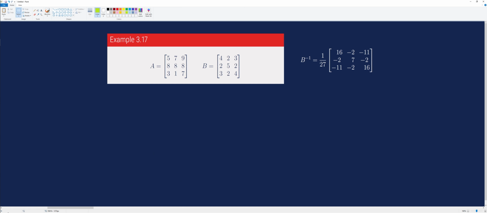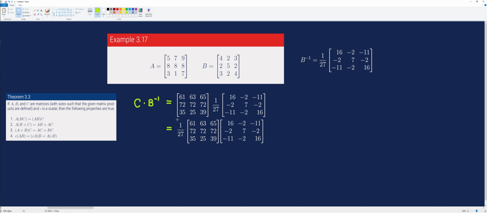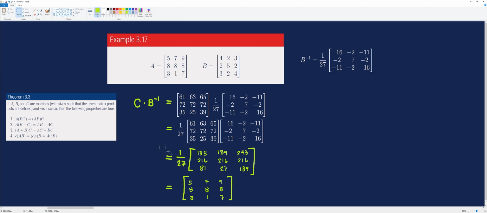To illustrate this, the inverse of matrix B is given here. To prove the case, let's multiply matrix C and the inverse of B. So we have this as our solution. Recall that we can rearrange the operation from this to this according to this theorem. If we multiply these two matrices, the result is this. Finally, performing this operation, we get matrix A.